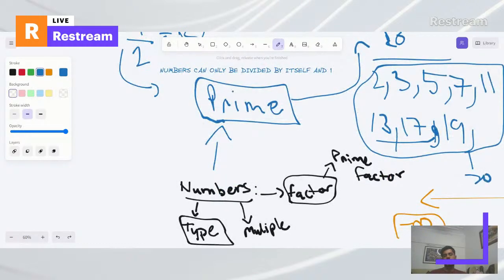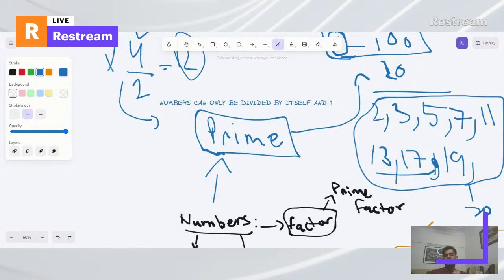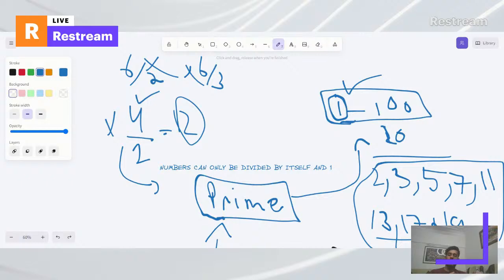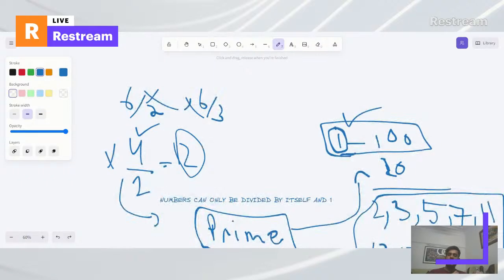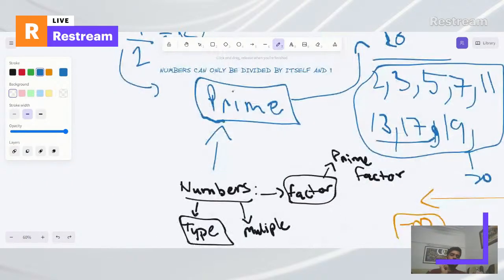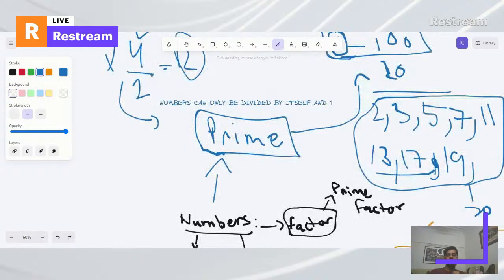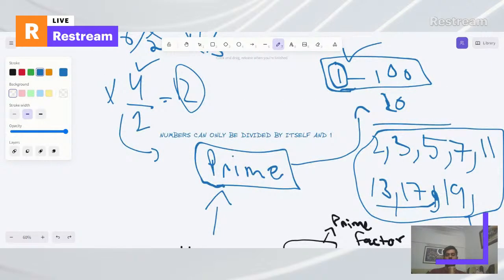Similarly, you need to make a list of all the numbers that are prime from 1 to 100. Am I clear? This is only for you. You don't need to submit it anywhere. This is just going to be helpful when you are giving your GCSE exams.